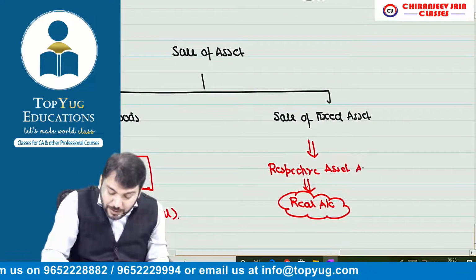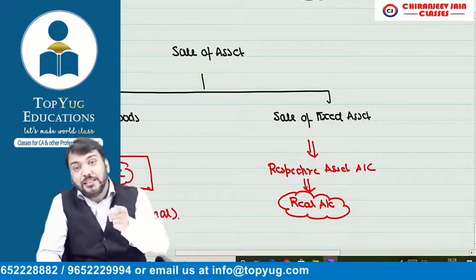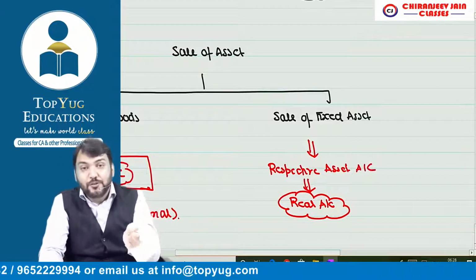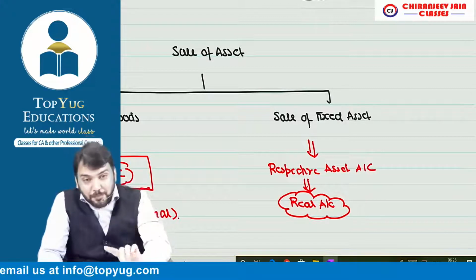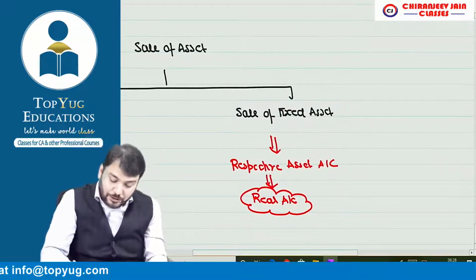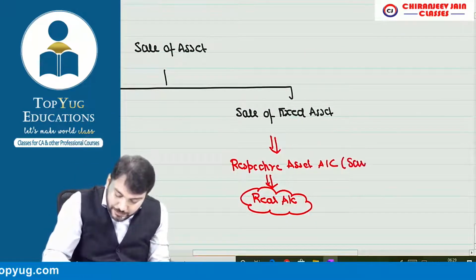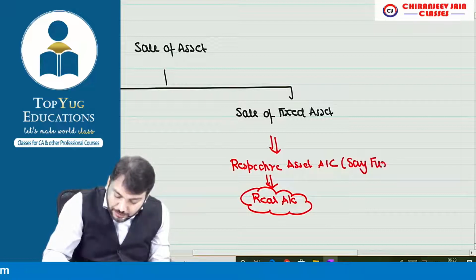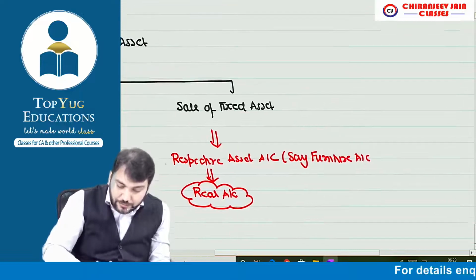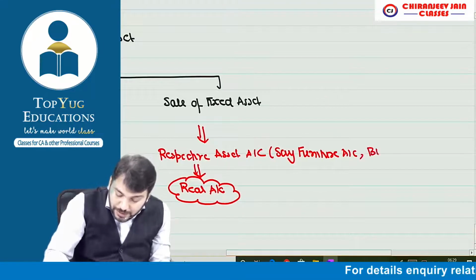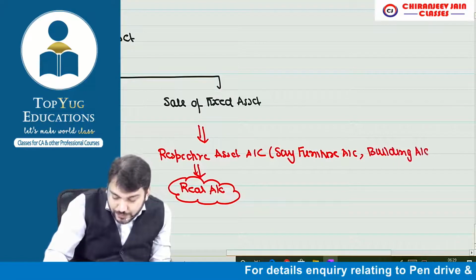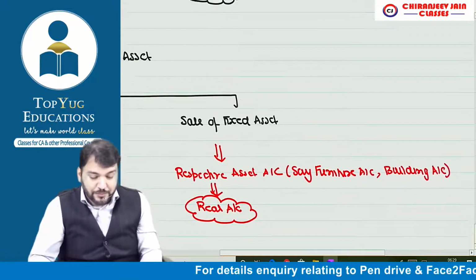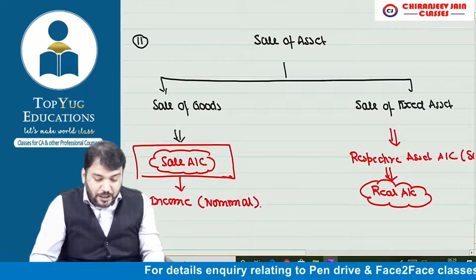Respective asset means what? If you sold furniture, then furniture account. If you sold land, then land account. If you sold building, then building account. Correct? So write down furniture account, building account, etc. Understood this point? Correct? Have you understood this point?